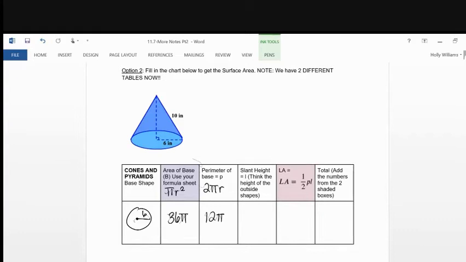Okay, and then what is my slant height? So the slant height, you want to think the height of the diagonal on the slant. Yep, perfect.